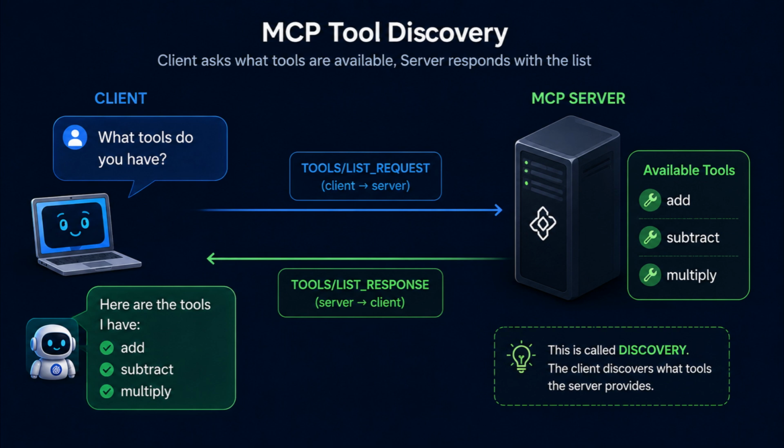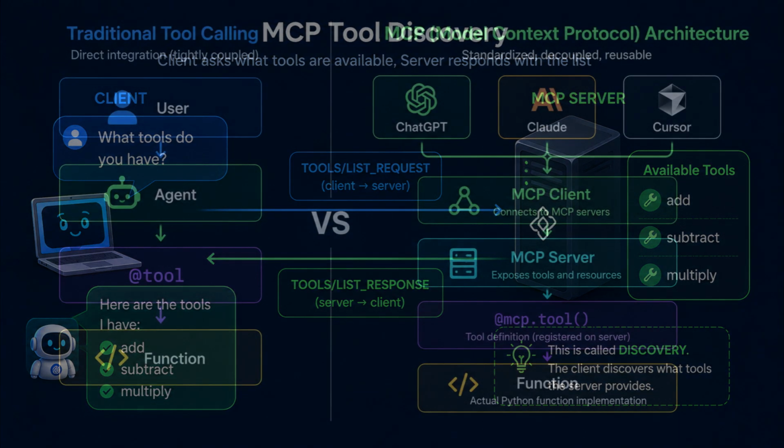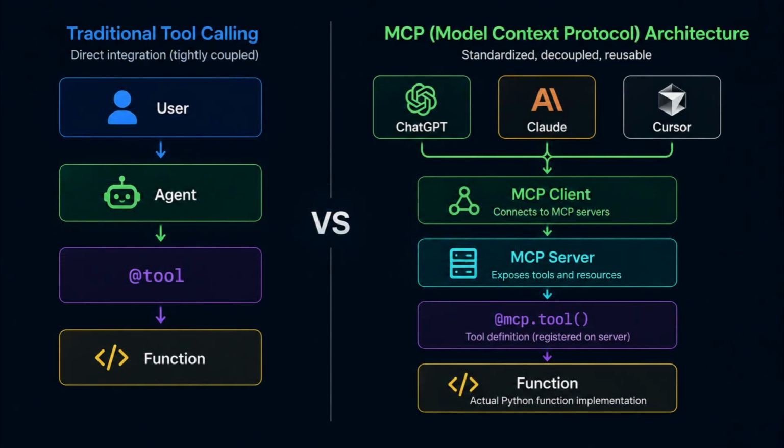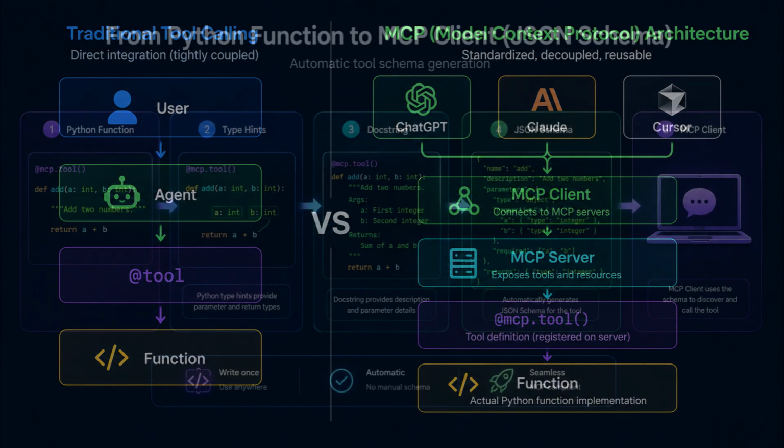AI clients don't need to know your code in advance. They simply connect to the server, discover the available tools automatically, and invoke them when needed. Here's the key difference. With @tool, everything runs inside one application. With @mcp.tool, the tool runs on an independent server that multiple AI clients can share. It's the difference between a local helper function and a reusable network service.